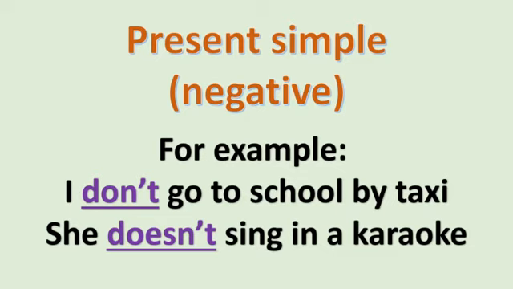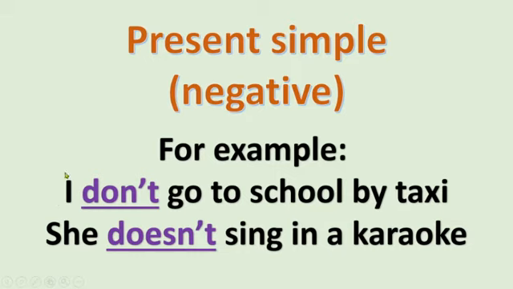Okay, today I'm going to explain how to use the present simple in negative form. First, you need to know that in present simple we have two different auxiliaries, don't or doesn't. Here we have two examples, and the idea is to check what would be the right sentence. We have, for example, I don't go to school by taxi, or she doesn't sing in a karaoke.